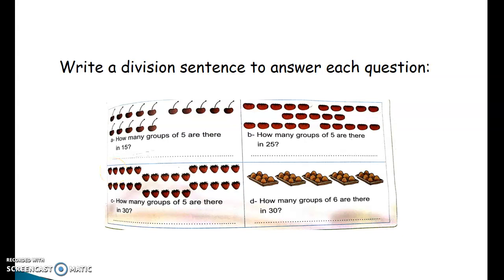Fine? Let's continue and correct our homework. Exercise 2. Write a division sentence to answer each question. So we will write now division sentences in the 4 parts. Okay, let's start.